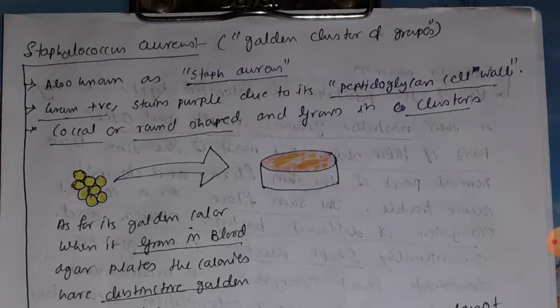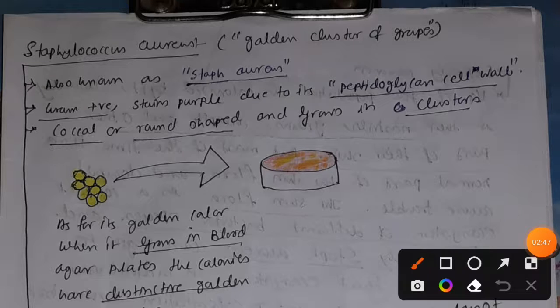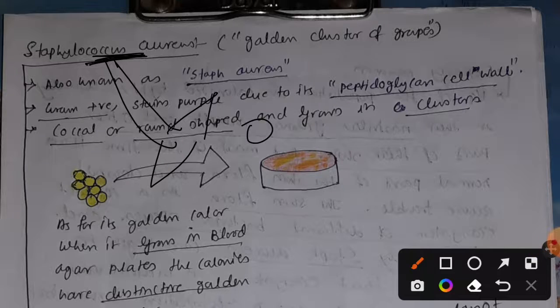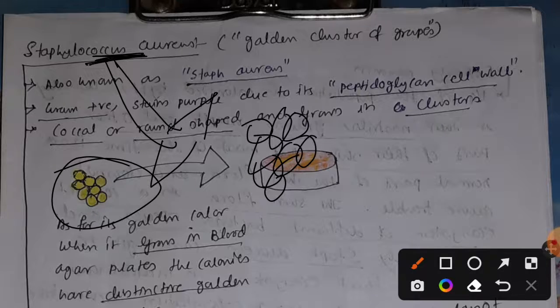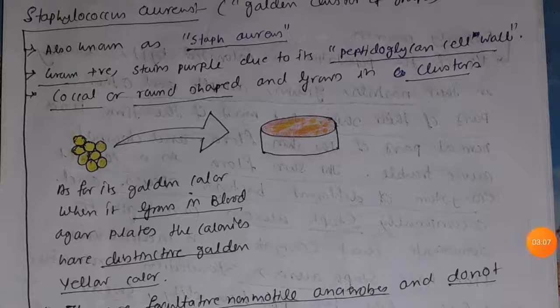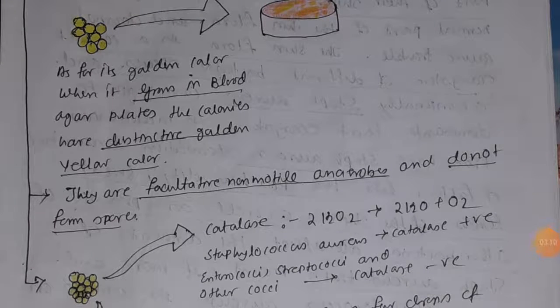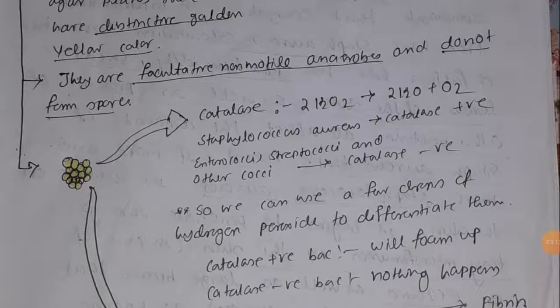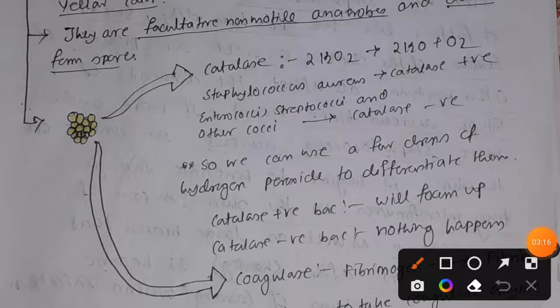So up to that part we have learned that if we decode the name of Staphylococcus aureus, we end up with golden cluster of grapes, because coccus means round shaped, and as it appears in clusters, it looks like a golden cluster of grapes. It is Gram positive, stained purple after Gram staining, which means it has a thick peptidoglycan layer in its cell wall. It is a facultative anaerobe, non-motile, and does not have the ability to form spores.